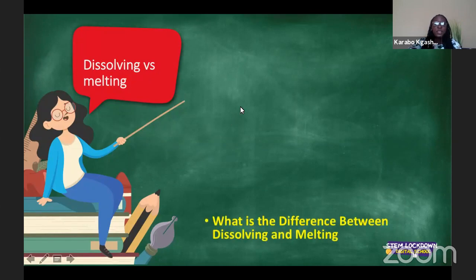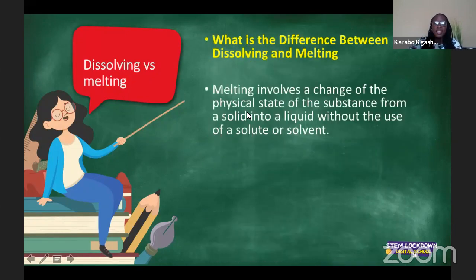All right, so like I said, now melting involves a change of physical state. Now, Anirudh said that already. Thank you so much for that answer. Right, it involves a change of physical state of the substance from a solid into a liquid without the use of a solute or a solvent. So if I just put ice in the sun, it's going to change from being a solid into a liquid.